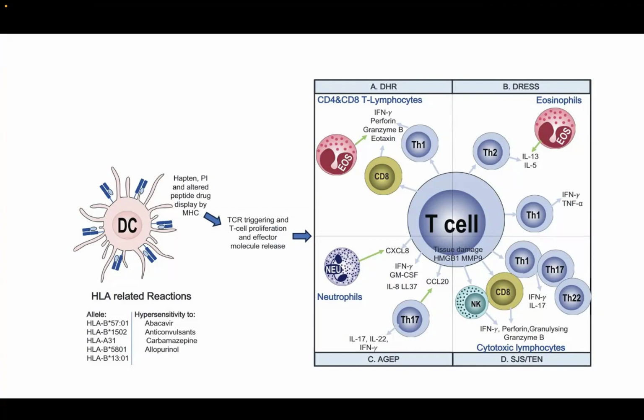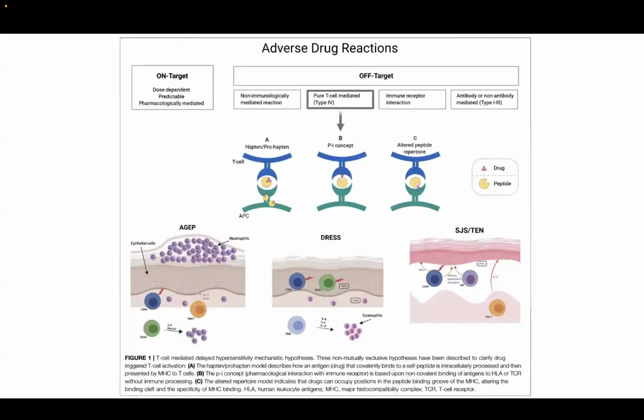So again, we stress that the mechanism you have to know for delayed reactions could be hapten, PI concept, or altered peptide. Now, what do you mean by that? Hapten, prohapten, I explained briefly about it. So the drug is a hapten, and it attaches to the protein and it becomes a full antigen that can be presented to the T cell by antigen presenting cells.